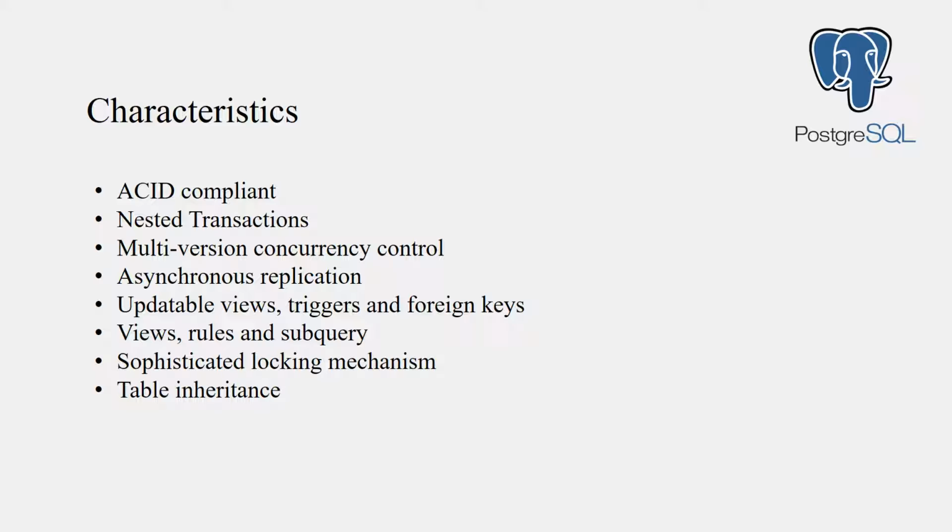What are its characteristics? PostgreSQL is ACID compliant: it is atomic, consistent, durable, and it can be isolated. It can carry out nested transactions and multi-version concurrency control, where the changes that are made in the database are not visible to others until they're committed. It has asynchronous replication for data backup. It has updatable views, triggers, foreign keys, and subqueries. It has a sophisticated locking mechanism to control concurrent access to the database, and table inheritance.